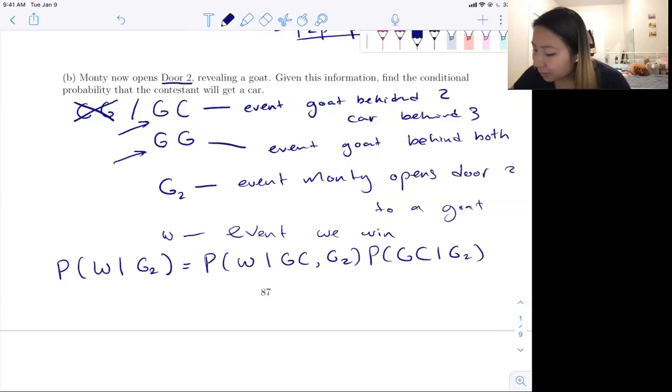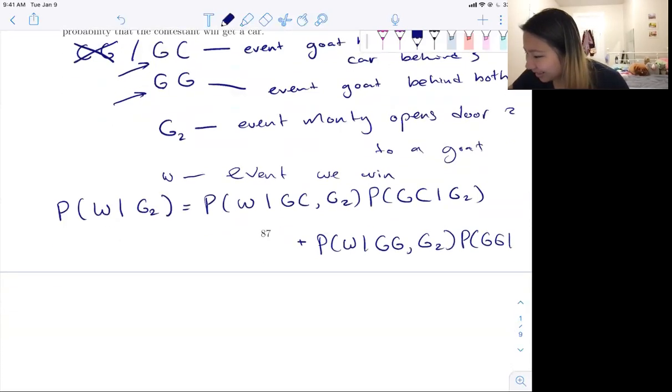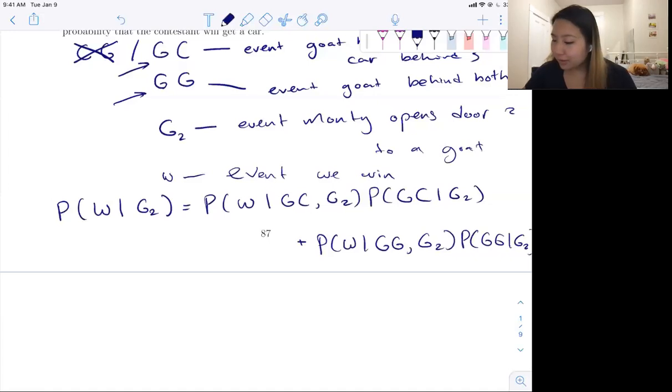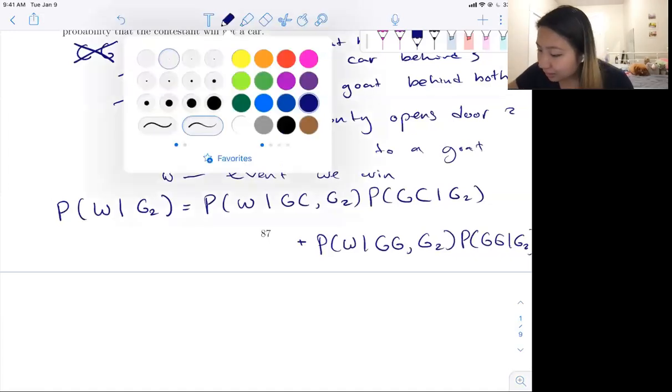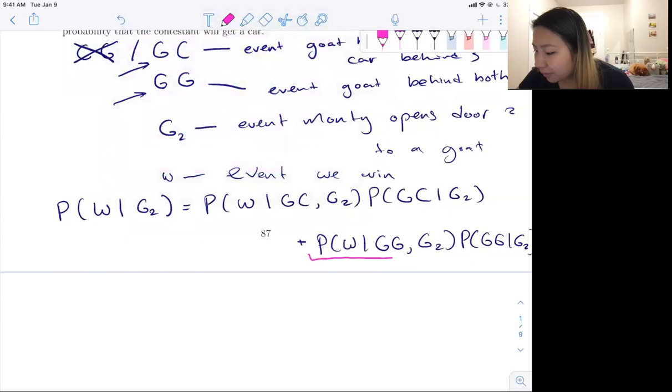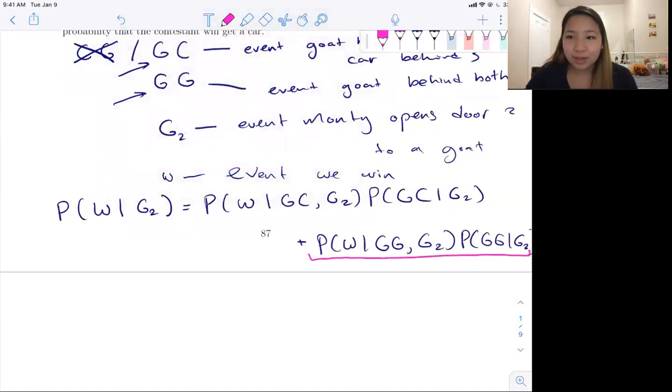2, plus probability we win given goat goat comma goat 2 times probability goat goat given goat 2. So we're never going to win in the case that we have two goat doors, because we're always going to switch to another goat door. So this is actually going to equal 0. We don't have to do any work for that term.